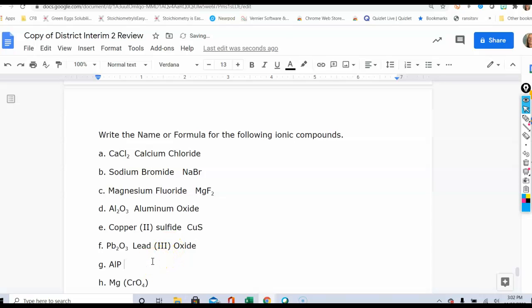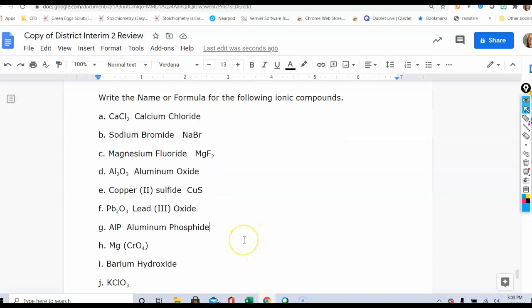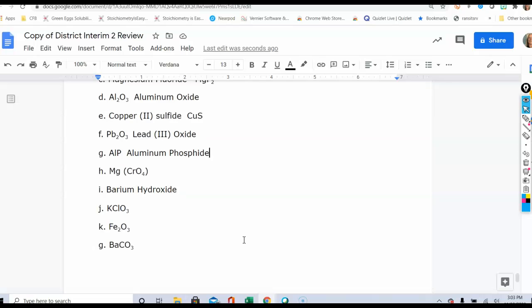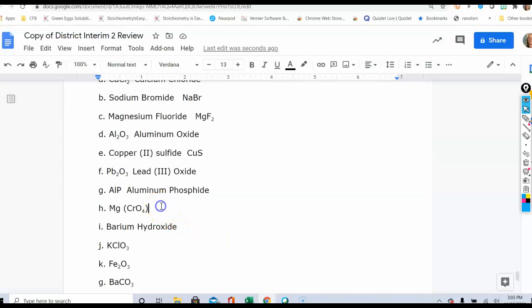Okay, my next one is going to be aluminum phosphide, and notice I am not using anything but IDE endings because all of these were just single metals or single nonmetals, not polyatomics. Now we're going to get into some polyatomics, so we need to make sure that we name these correctly. Magnesium is not a transition metal, so I'm not going to name it with a Roman numeral. Instead, I'm just going to call it magnesium, and then name the polyatomic, which is chromate. So that's going to be called magnesium chromate.